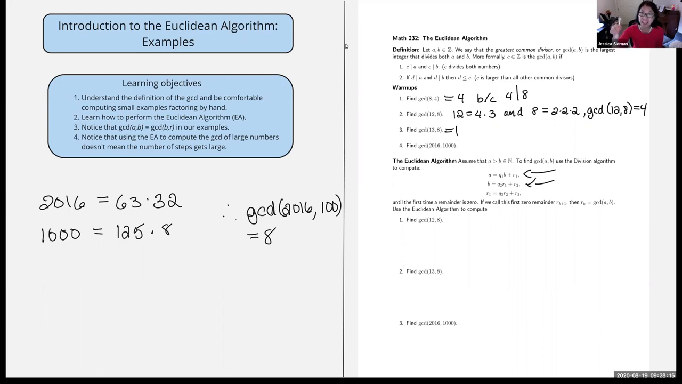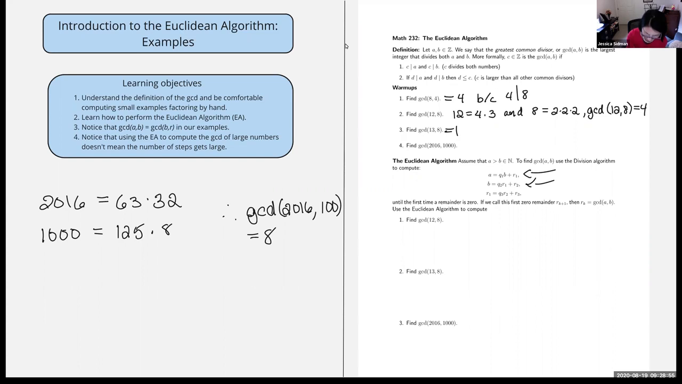Otherwise, we again shift: whatever was playing the role of B now plays the role of A, and our new remainder plays the old role of B. All right. So we call the first 0 remainder R(k+1), and then Rk is going to be the GCD of A and B, right? So let's just do this algorithm in these 3 examples. And then afterwards, I want to go back and think about it a little bit, and that will set us up for proving the Euclidean algorithm in the next video.